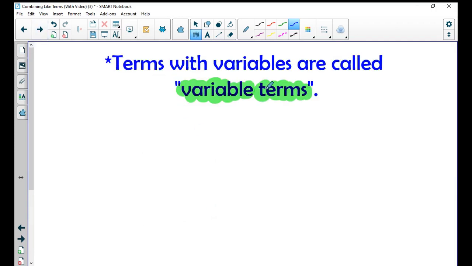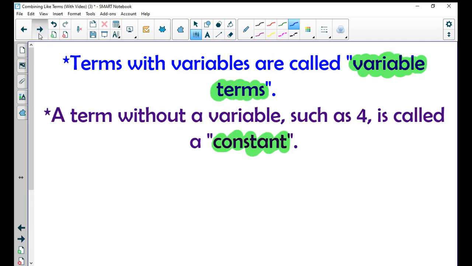What do we mean by terms? Terms with variables are called variable terms, such as 3x, 2ab, something like that. You can actually have more than one variable in a term for that matter. So any term with a variable in it is called a variable term. Another thing we need to understand is a term without a variable, such as 4, is called a constant, or a constant term.